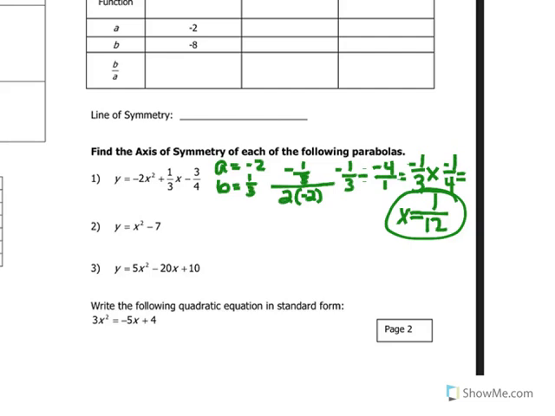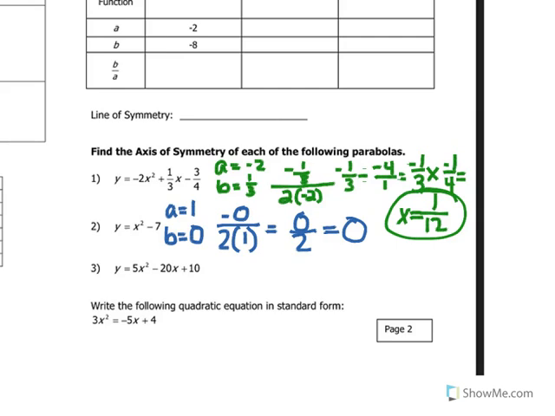Now let's try the second one. The second one's not hard, but it does have a little wrinkle that we didn't talk about. X squared minus 7, A is equal to what? The value of A is 1, and the value of B, well, I don't see an X term on here, so the value of B is 0. So we're going to do the opposite of B over 2A. Well, -0, that doesn't even make sense. 0 is neither negative nor positive, over 2 times 1, 2A. So you get 0 over 2, and that's 0.